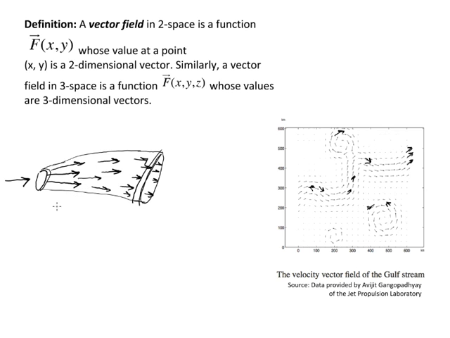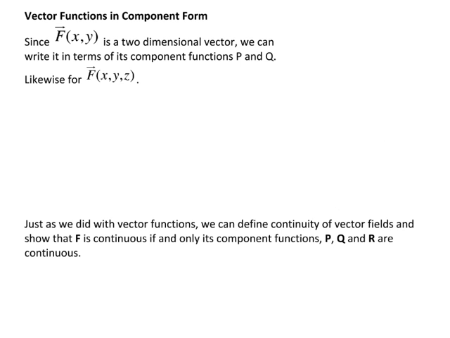So this would be a vector field that would represent fluid dynamics, showing the flow of a fluid through a pipe. Now, each one of these vectors is attached to coordinates. If this is in 3-space, these coordinates are going to be x, y, and z. And then this vector is going to be based on the vector function. Now, very commonly, it's very useful to write vector functions in component form. Since the vector function F of x, y is a two-dimensional vector, we can write it in terms of the component functions P and Q, and likewise for F of x, y, z.